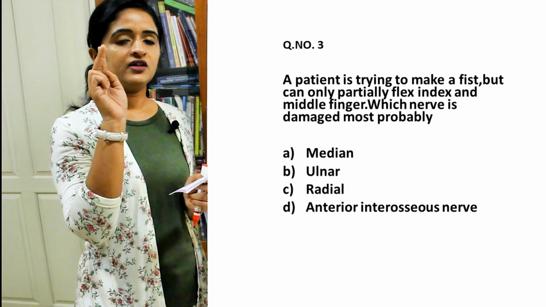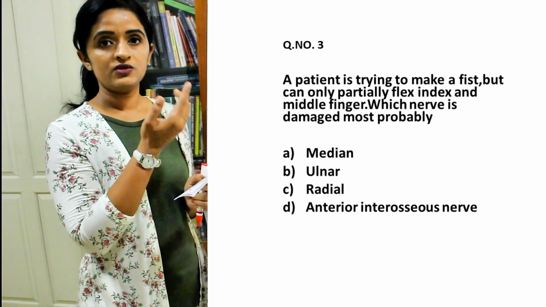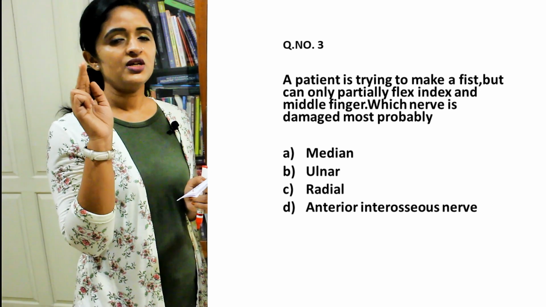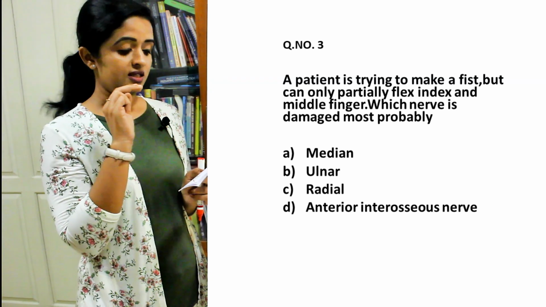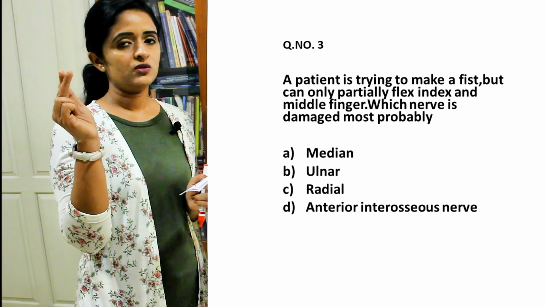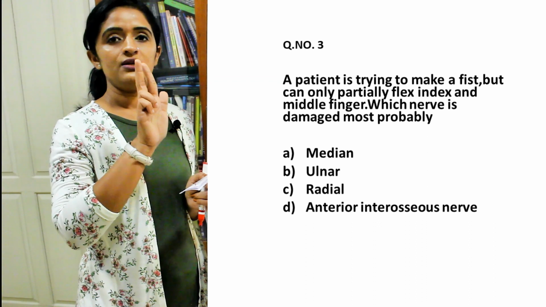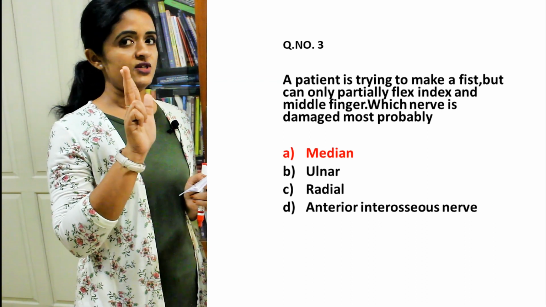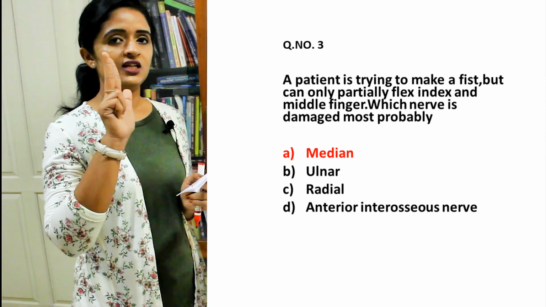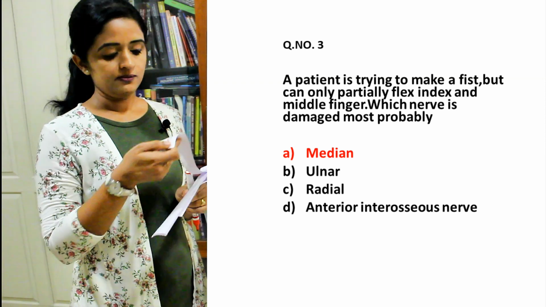If he is not able to flex the index and middle finger, it means the flexor digitorum profundus and flexor digitorum superficialis to these digits, especially the flexor digitorum profundus, is affected. That means which nerve is affected? The median nerve. The lateral half of the flexor digitorum profundus is supplied by the median nerve. This deformity is known as Benediction's deformity. Benediction's deformity means the median nerve is affected and the hand will be like this. So here the answer will be median nerve.